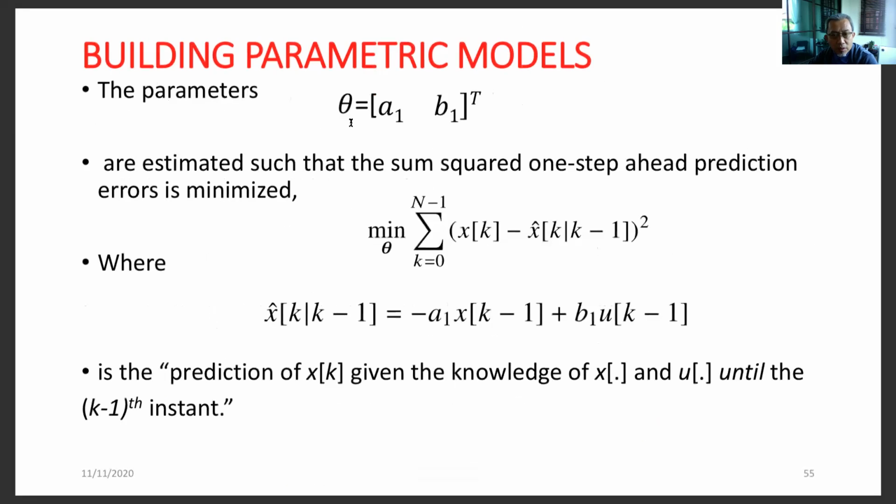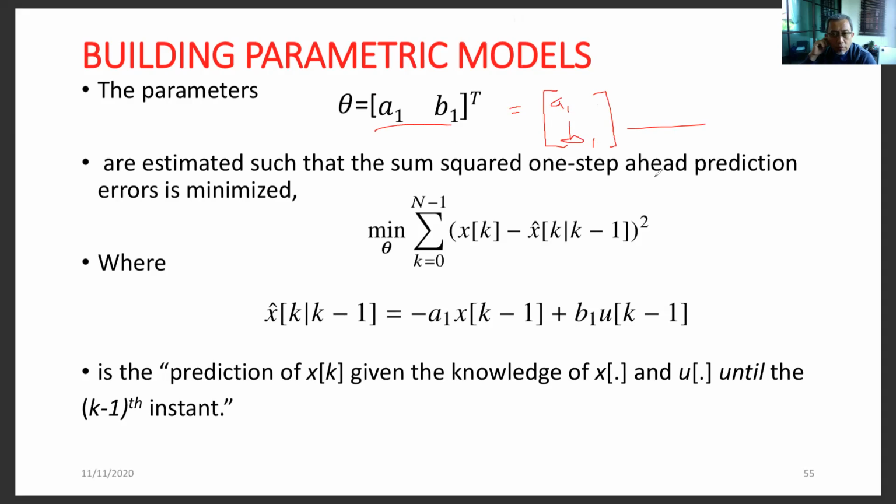So let's say the parameters are theta, which is equal to A1 and B1, the transpose. So you can write this one as a column vector, A1 and B1. So this is a row vector, this is a column vector. Both are the same as well.